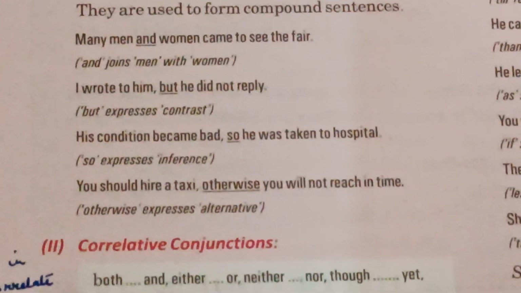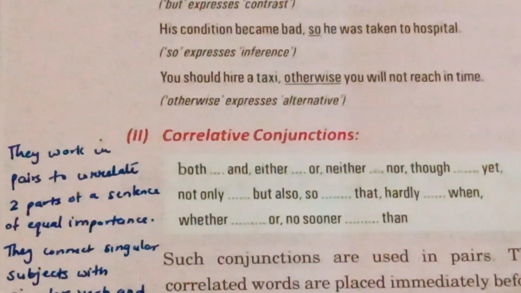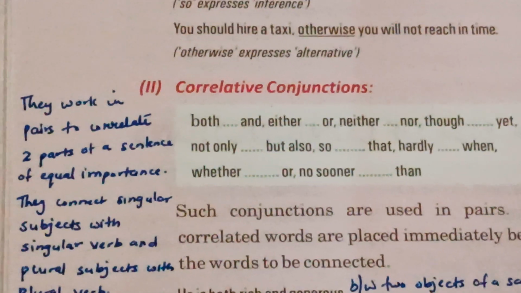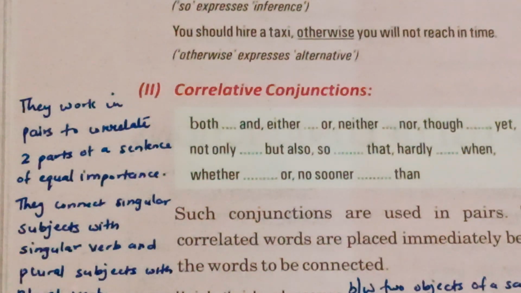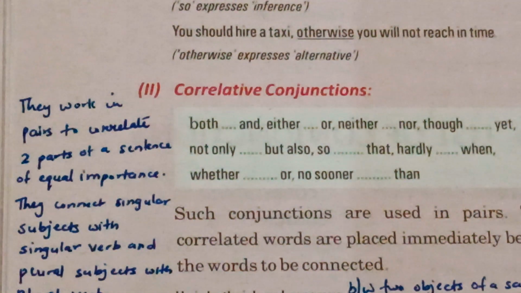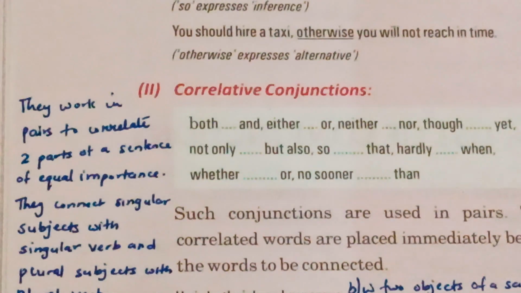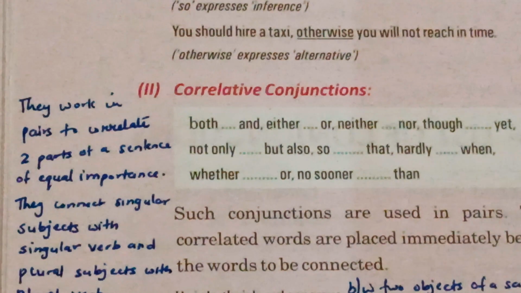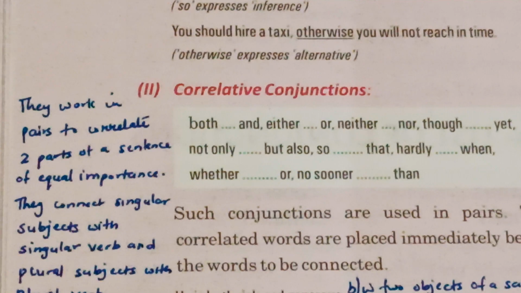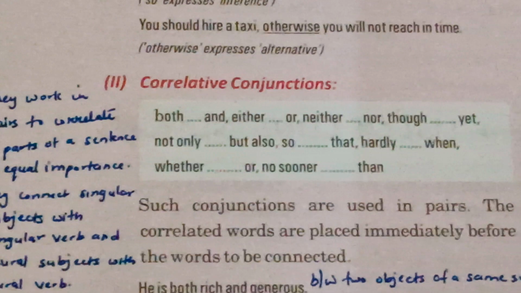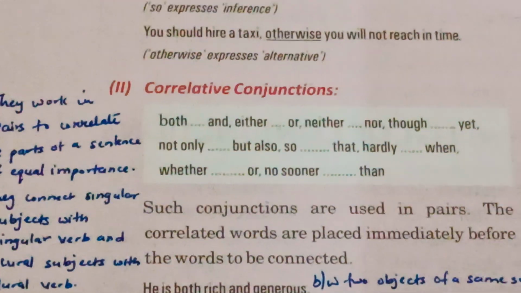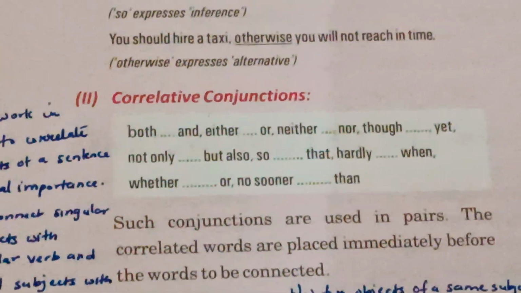Now children, the complex thing in class 6 which we are going to do is correlative conjunctions. I have written something here which I expect you also to write. Children, correlative conjunctions are like both and, either or, neither nor, though yet, not only but also, so that, hardly when, whether or, sooner than. These are the conjunctions which are used in pairs, right? They're used in pairs. The correlated words are placed immediately before the words to be connected.